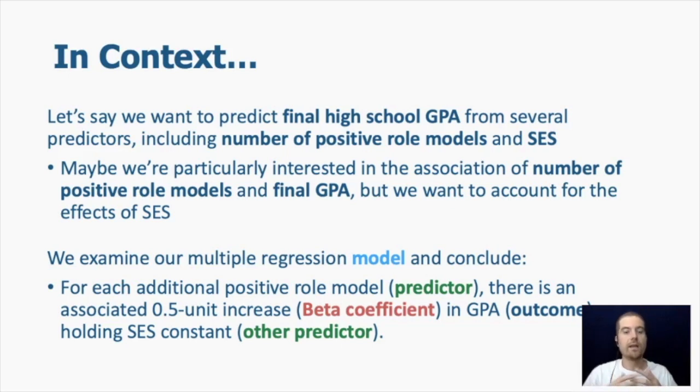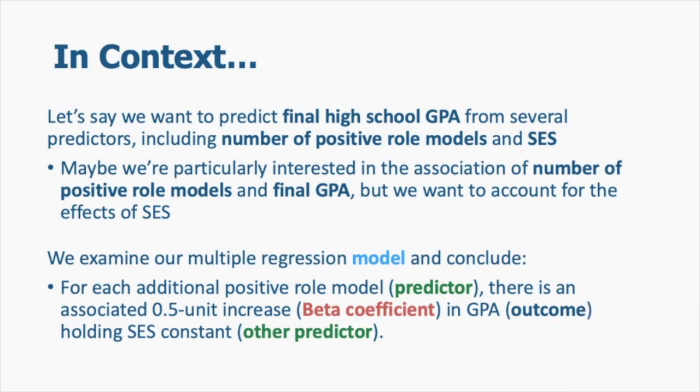So we can examine the multiple regression model and conclude, for example: for each additional positive role model, the predictor, there is an associated 0.5 unit increase, that's your coefficient in this case, in GPA, the outcome, holding SES constant. Hopefully that highlights some of those terms, the way that we are going to be using them in this class, in the context of how we're actually going to be talking about them.